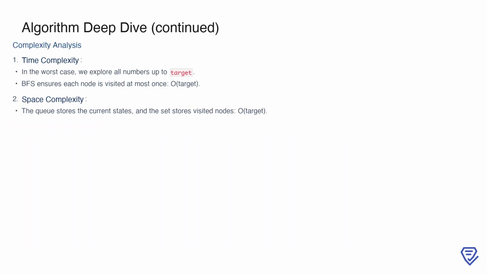Finally, let's analyze the complexity of the algorithm. The time complexity is determined by the total number of states we explore. In the worst case, we might need to explore all numbers from the start value up to the target. Since BFS ensures each state is visited at most once, the time complexity is O(target). As for space complexity, the queue stores the current states to be processed, and the set tracks visited nodes. Both of these structures grow linearly with the number of states, so the space complexity is also O(target). This makes the BFS approach not only optimal in terms of finding the shortest path but also efficient in terms of resource usage, making it a practical solution for this problem.